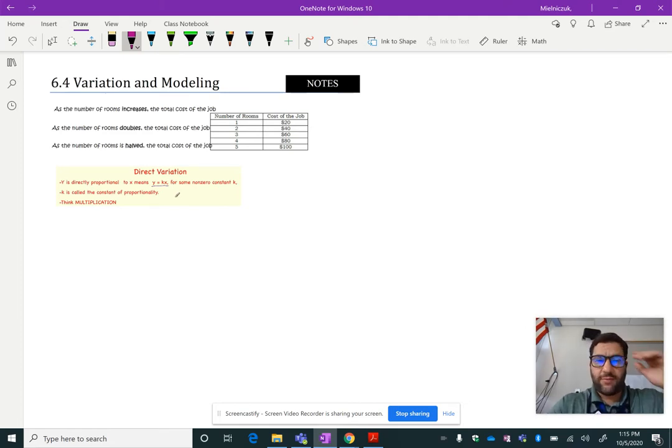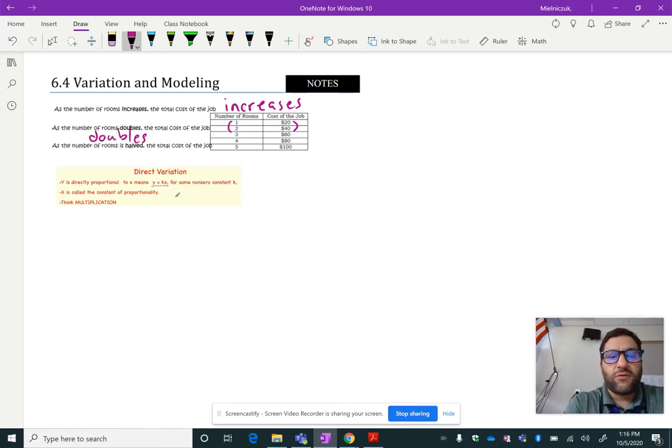So if we look at our table here, we have the number of rooms and we have the cost of the job. So as the number of rooms increases, the total cost of the job increases. As the number of rooms double, what happens to the cost of the job? Well, let's see. If I go from 1 to 2 rooms, I go from $20 to $40, which is doubling. If I go from 2 rooms to 4 rooms, again, I'm doubling. So as the number of rooms doubles, the total cost of the job also doubles.